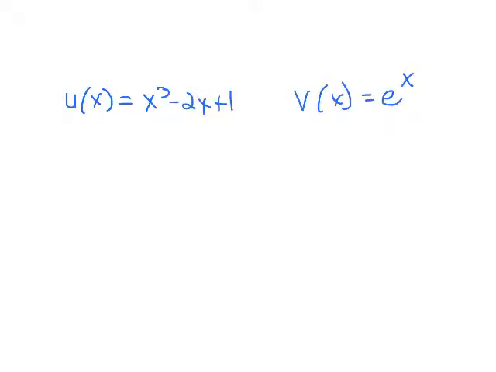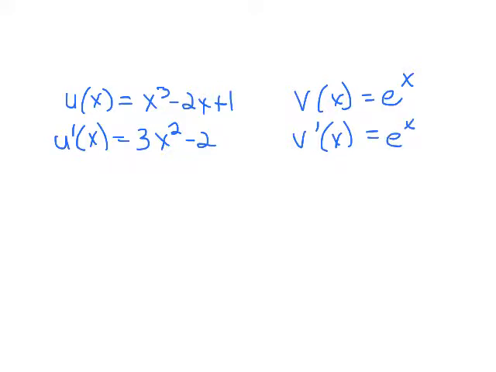For my second example, I have x cubed minus 2x plus 1 in parentheses, and I have e to the x. I'm going to use the product rule again. You could distribute and then just use the power rule, but if I use the product rule, u of x is x cubed minus 2x plus 1. V of x is e to the x. And so u prime, I'm going to use the power rule here, 3x squared minus 2. V prime, the derivative of e to the x, is just e to the x.